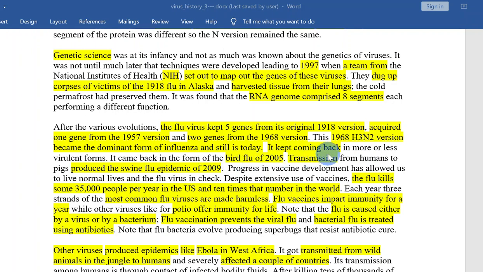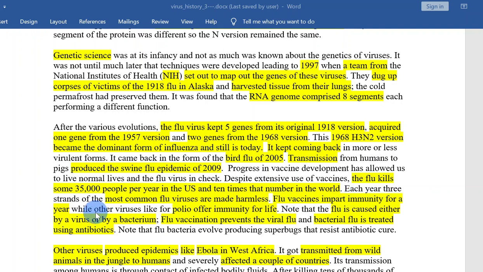It kept coming back in more or less virulent forms. It came back in the form of the bird flu of 2005. Transmission from humans to pigs produced the swine flu epidemic of 2009. Progress in vaccine development has allowed us to live normal lives and keep the flu virus in check. Despite extensive use of vaccines, the flu kills some 35,000 people per year in the US and 10 times that number in the world.